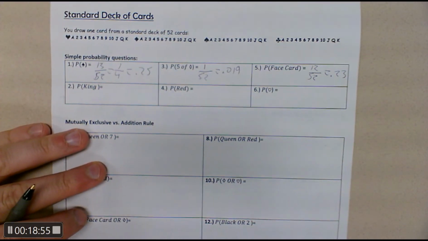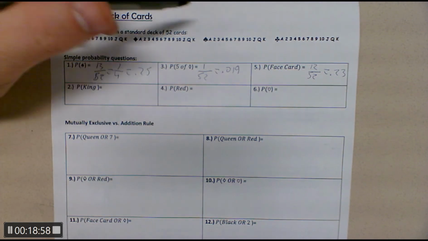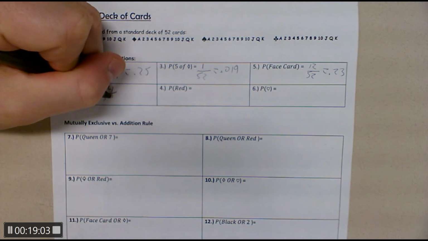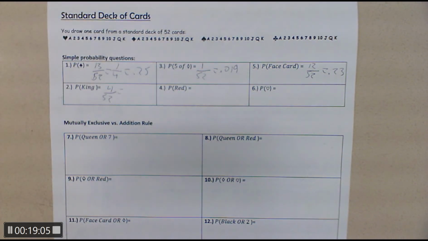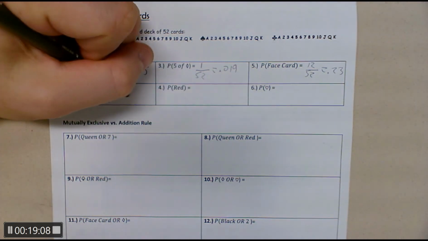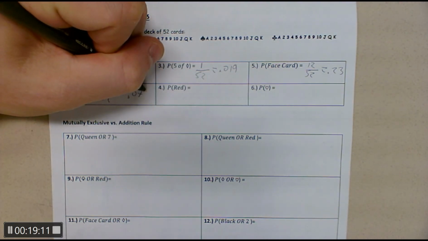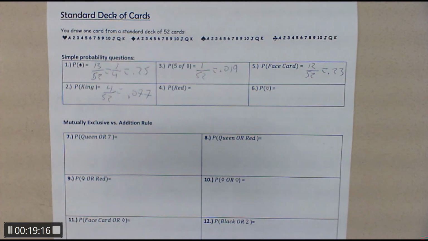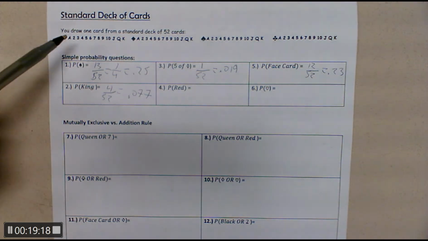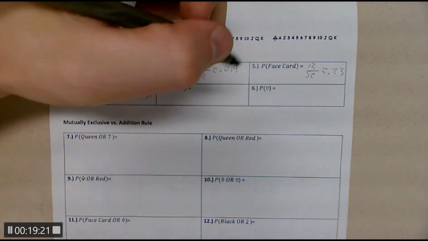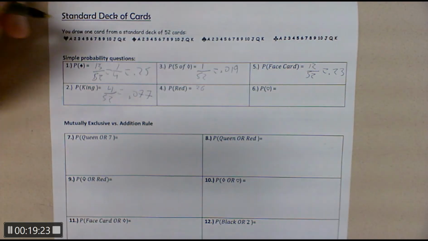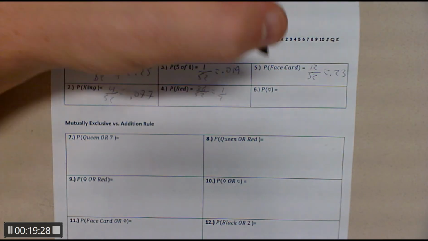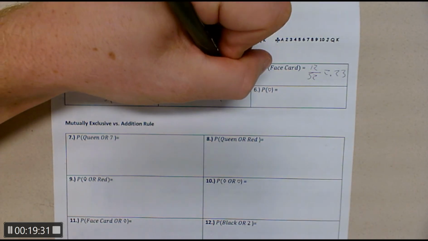Alright. Probability of king. There are 1, 2, 3, 4 kings. Once again, out of 52 gives us 0.077. Probability of red. Half the cards are red, half the cards are not. So there's hearts and diamonds are red. So there's 26 total red cards divided by the 52 total, which, like I said, is the 1/2. 1/2 gives us 0.5.